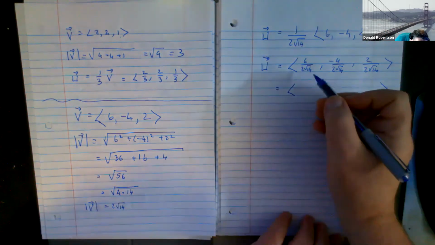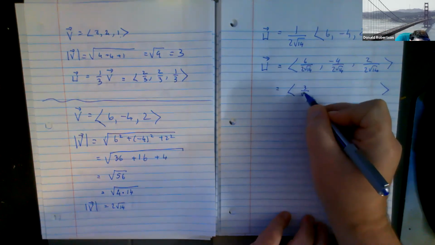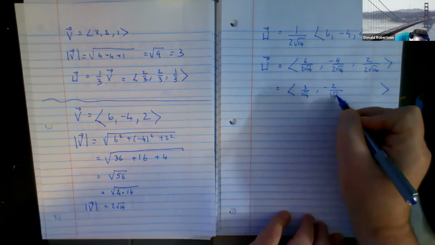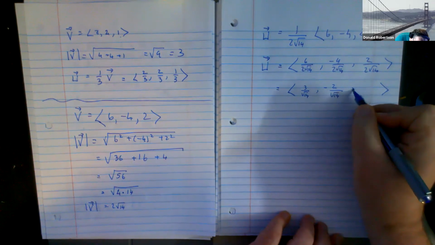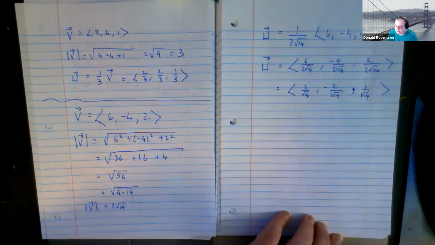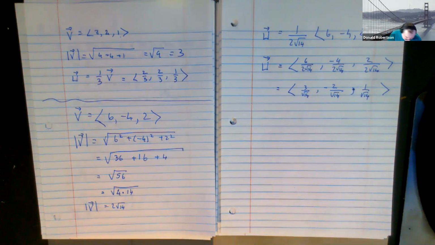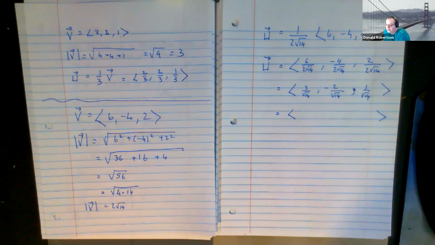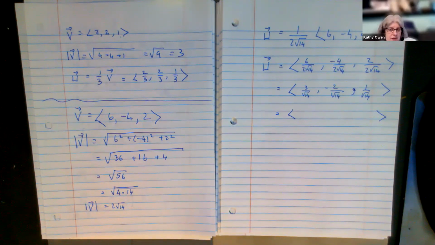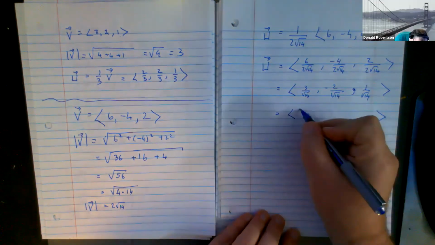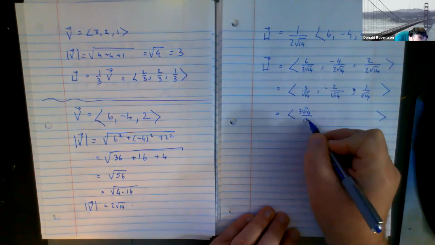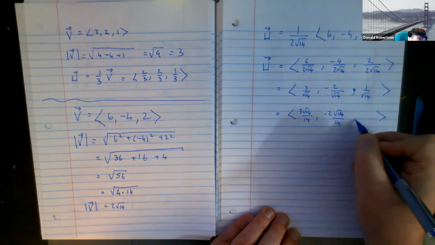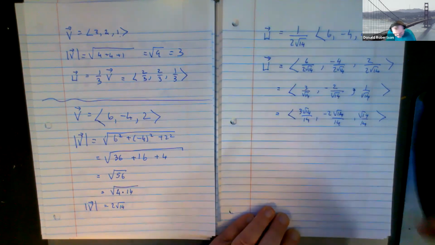I'm going to do it in 2 stages. Cancel this guy, 3 over root 14. Cancel this guy, -2 over root 14, and cancel this guy, 1 over root 14. You all happy about the cancelling? That wasn't a major issue. What do you think I'm going to do next? Because I don't like square roots in the bottom. Rationalize. Yeah. So this is going to be 3 root 14 over 14, negative 2 root 14 over 14, and root 14 over 14, which is nice.